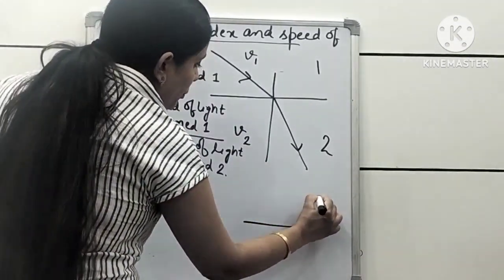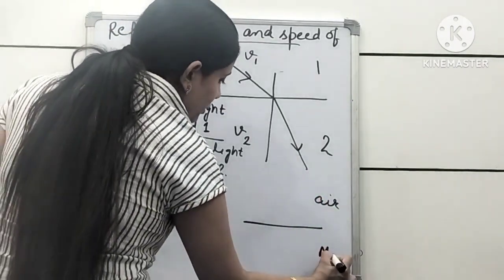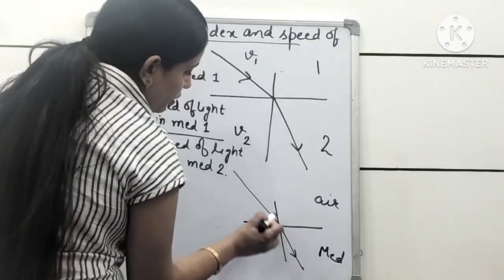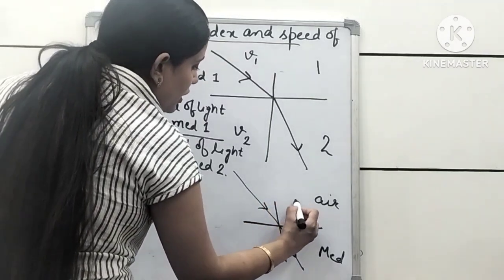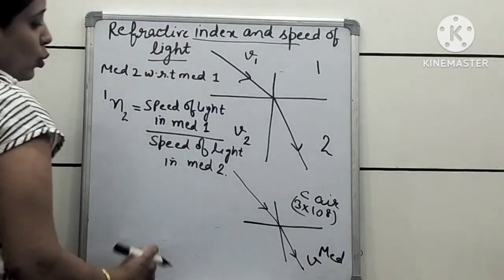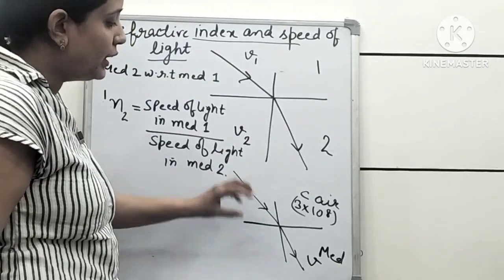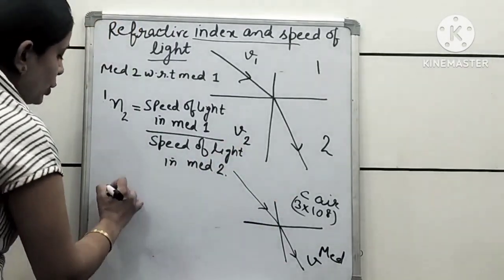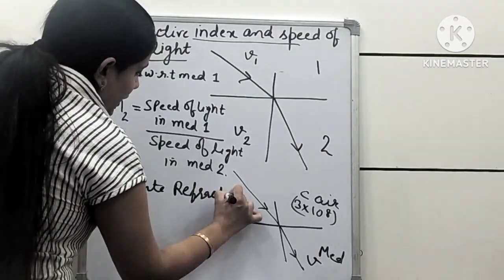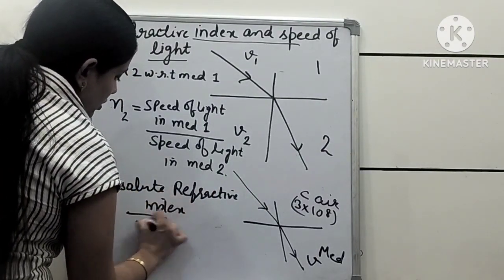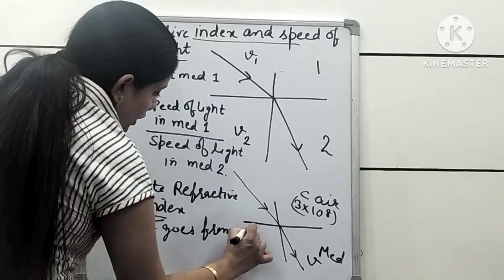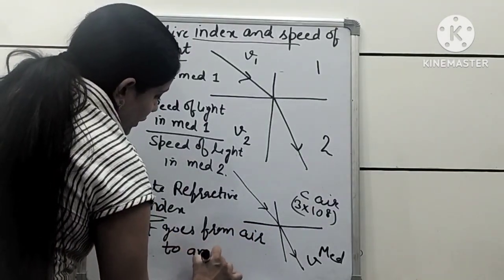When the light radiation goes from air to any other medium, the speed of light in air is fixed at 3 into 10 raised to power 8, which we represent by the letter C, and the speed in the medium is V. So when light rays go from air to any medium, that type of refractive index is known as the absolute refractive index. Light goes from air to any medium.